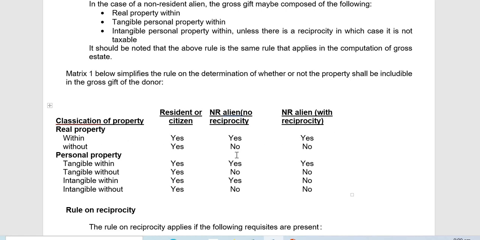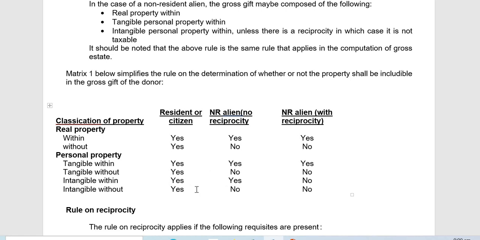Pag without, of course, kay CRC, NRC, RA lang taxable. Si NRA, hindi siya taxable. Pag personal property, pag within, tangible property within, so taxable na siya, whether RC, NRC, RA, or NRA. Pag tangible naman without, of course, CRC, NRC, or RA lang ang taxable. So, since without man, dili taxable si NRA.